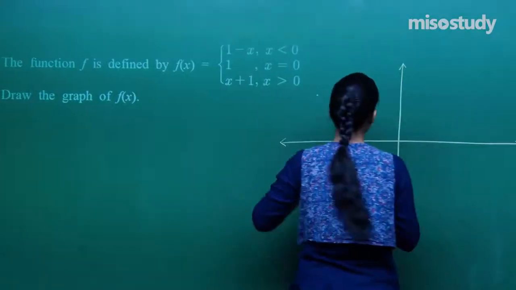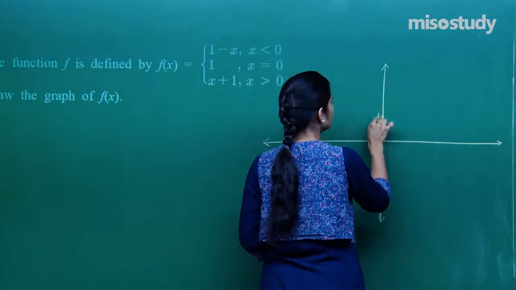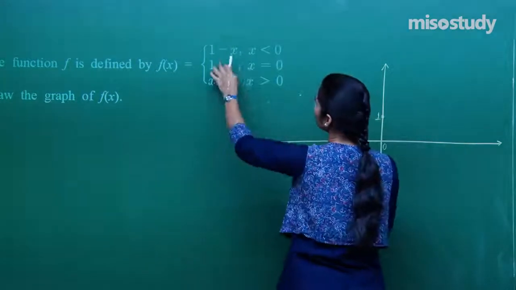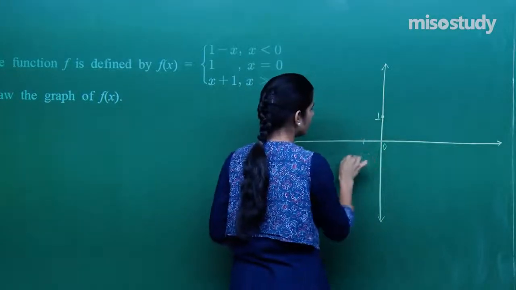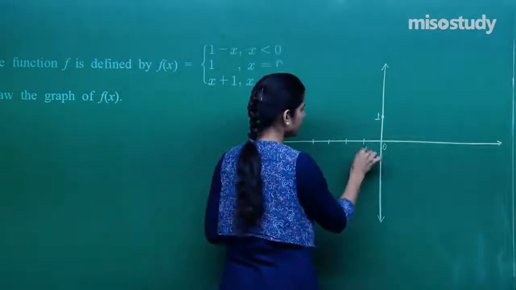When x is 0, you are getting 1. Suppose this is 1. Clear? When x is less than 0, the rule is 1 minus x. So for x less than 0, take minus 1, minus 2, minus 3, minus 4. Fine?